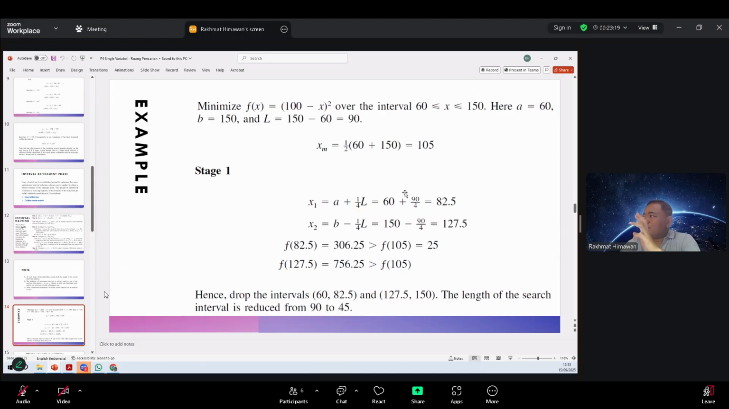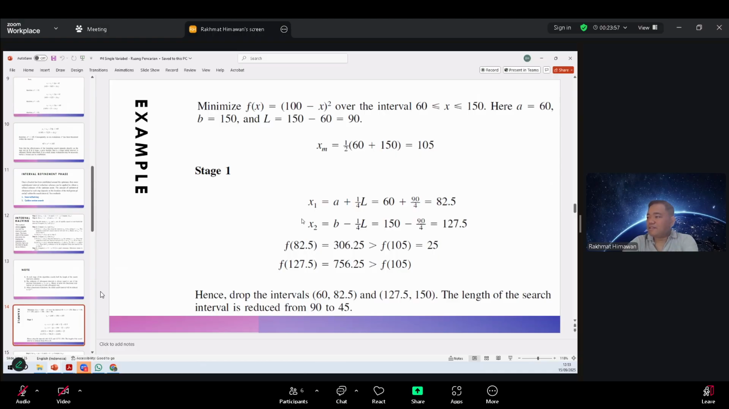Now we have actually 5 points. We have A, 60, and then we increase to x1, which is 82.5. We increase again, we go to the right, xm exactly in the middle, 105, and we keep going to the right to x2, 127.5, and at last we keep going right until we get the max B, 150. If I draw it in the picture, it's like that.